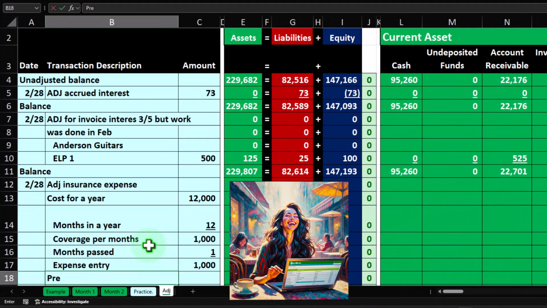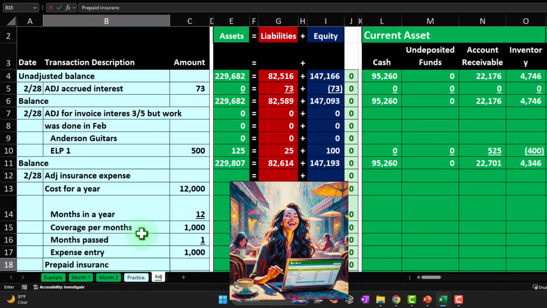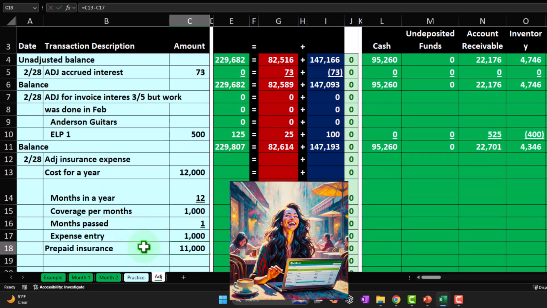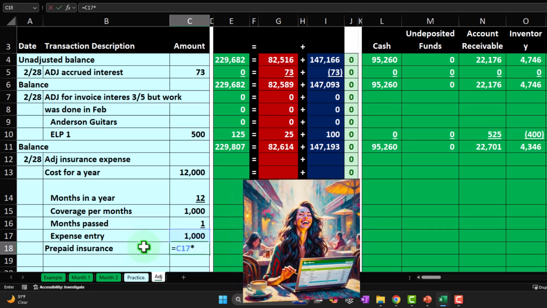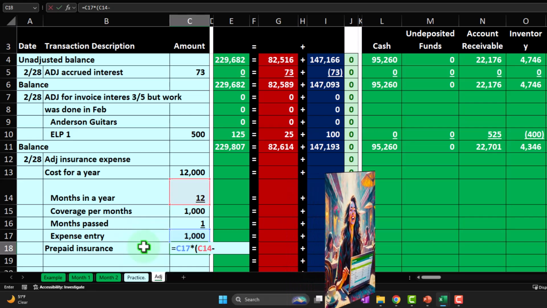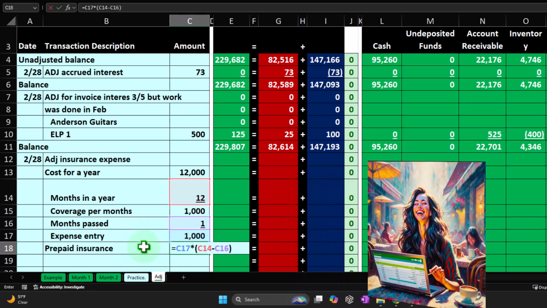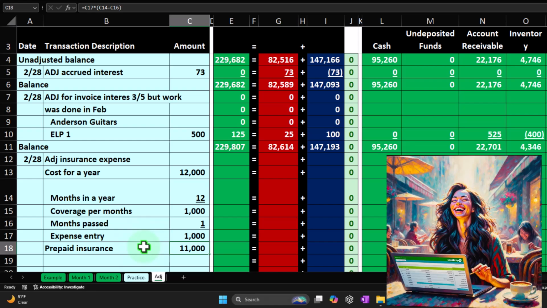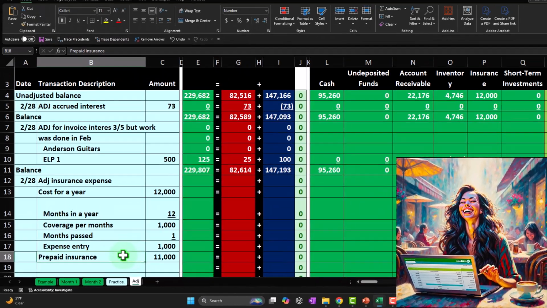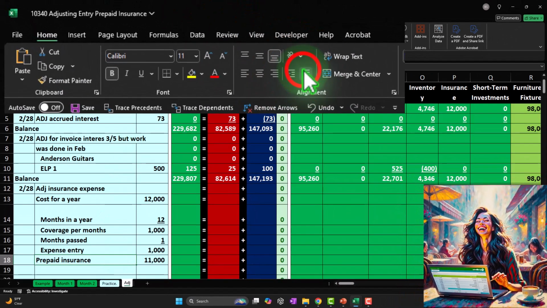So we have prepaid insurance then. So that means that the months remaining are 11 months, right? So now prepaid insurance should be remaining of 12,000 minus 1, or you can think about it this way. It would be 1,000 times 12 minus 1, 11 months. 11 months remain. So prepaid insurance should still have 11,000 in it. I'm going to indent that.